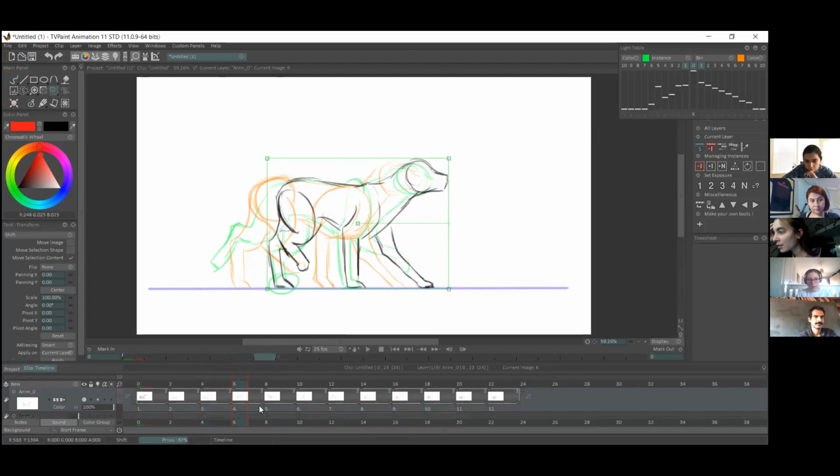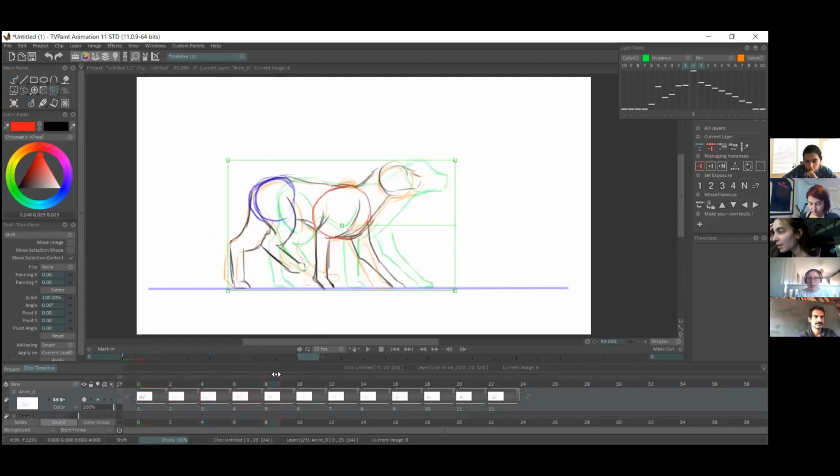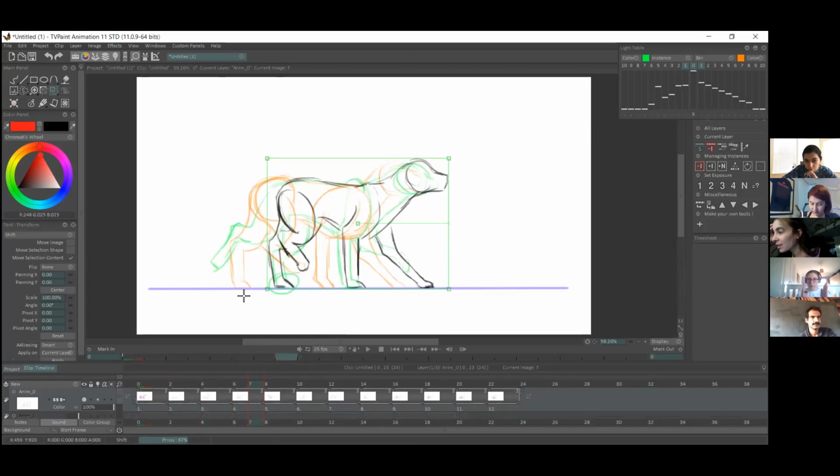So you can see that you have to be careful of sliding, so the feet are not doing this.